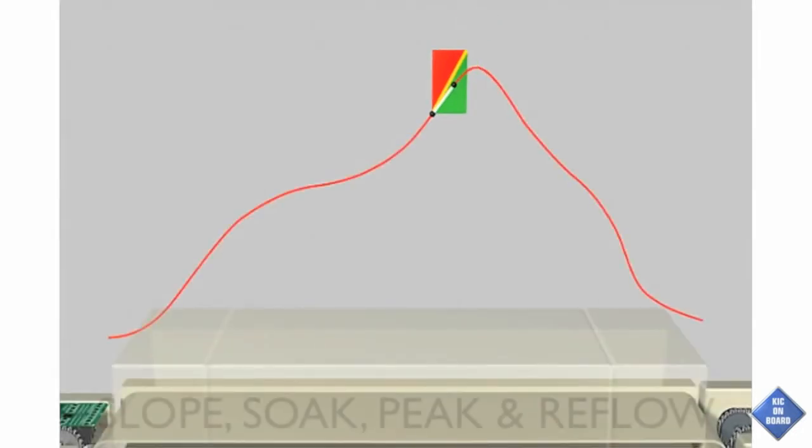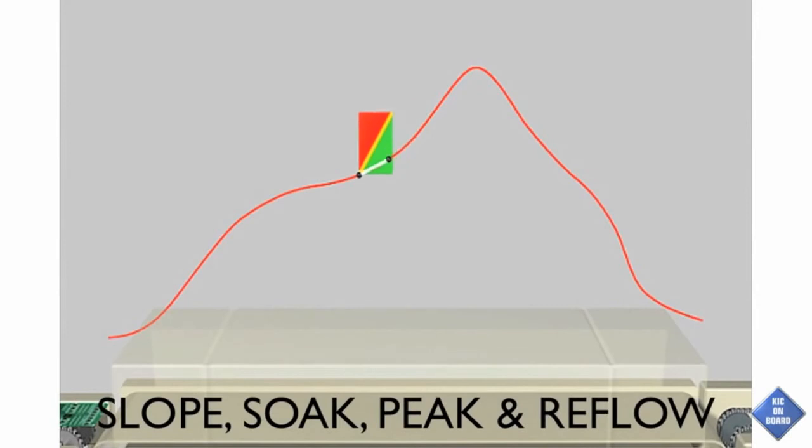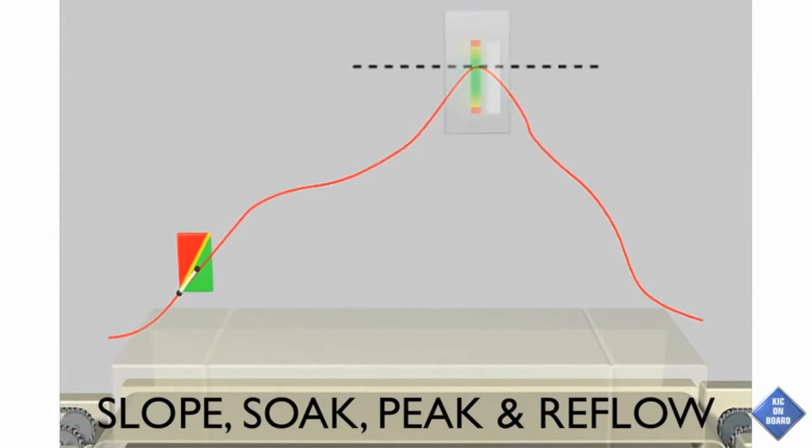Now, of course, PWI does not just look at peak. You are looking at any number of user-defined variables. Slope, soak, peak, and reflow in this example.